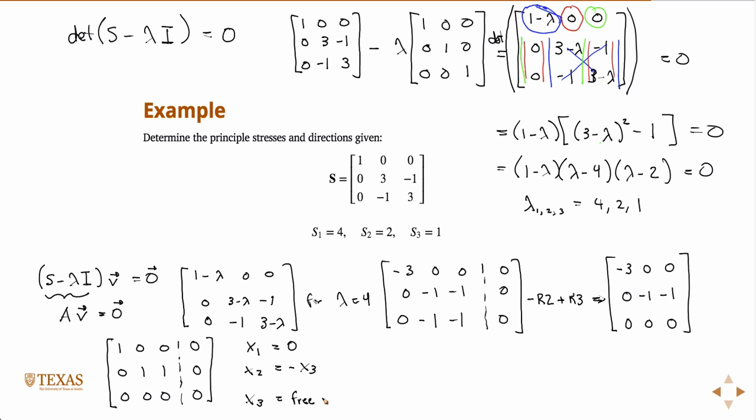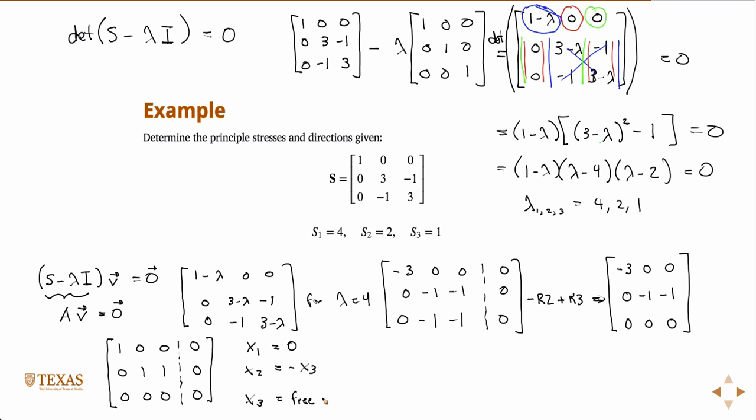And the reason there are an infinite number of solutions is because as long as I have the direction of the vector correct, I can diagonalize that matrix, okay? The magnitude doesn't matter as long as the direction is correct. So I can choose the magnitude to be anything. And that's essentially why this is free. I can choose it to be anything, right?